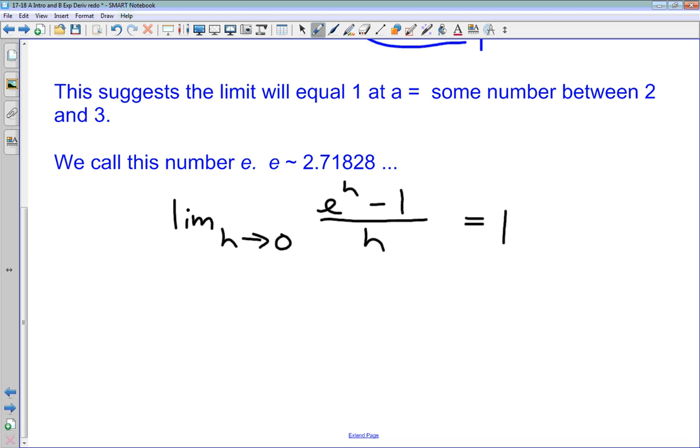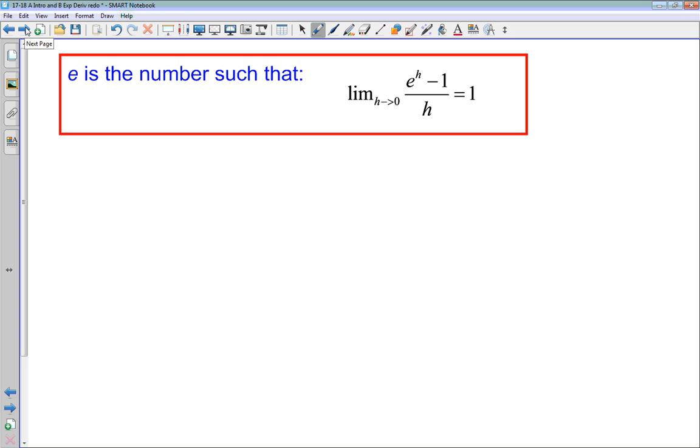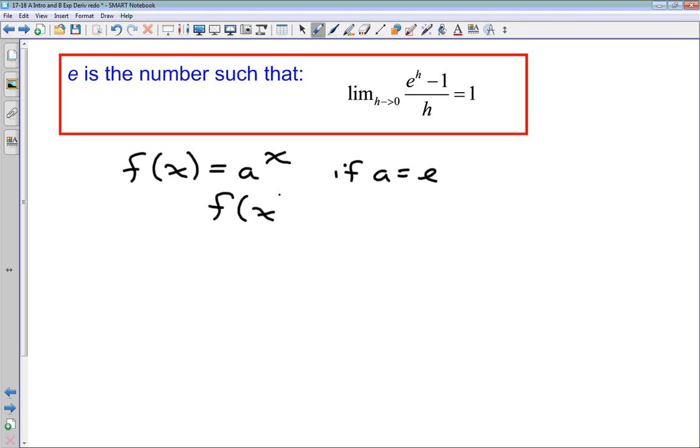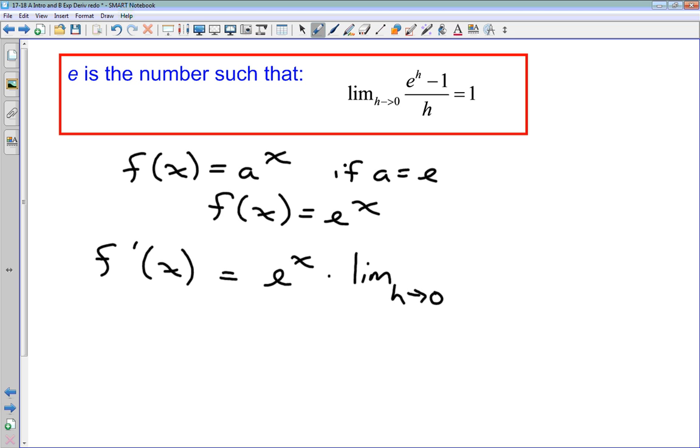Now, why is this so helpful to us? Well, if e is the number such that that limit that we've been trying to evaluate is equal to 1, the function that we are trying to take the derivative of, f of x equals a to the x, if a is equal to e, is now f of x equals e to the x. The derivative, f prime of x, going back to the previous slide, we had e to the x times the limit as h goes to 0 of e to the h minus 1 all over h.